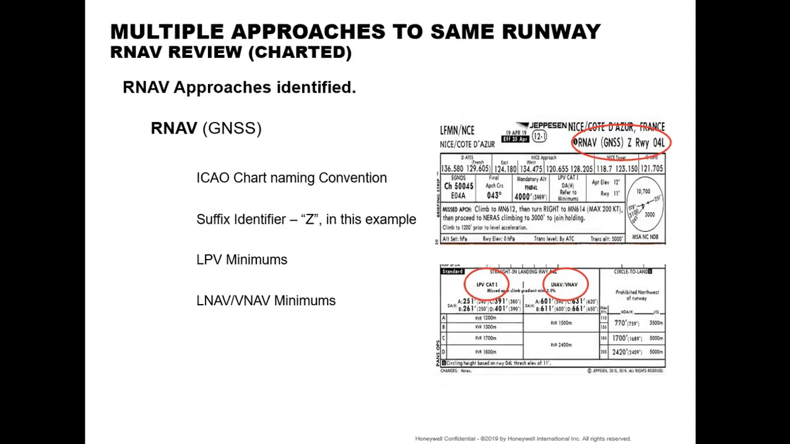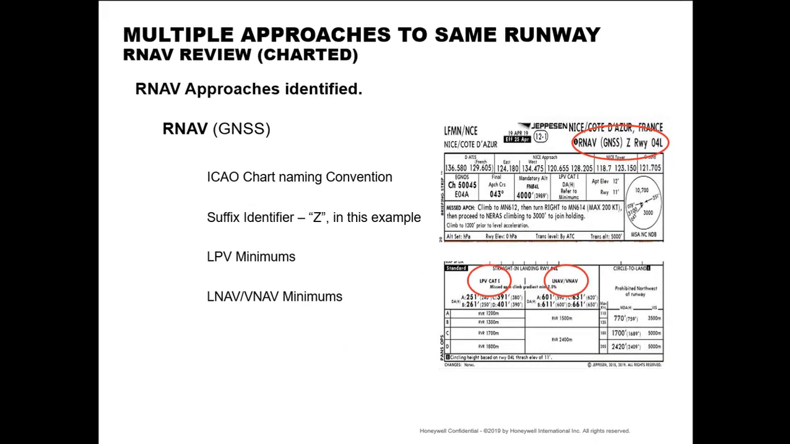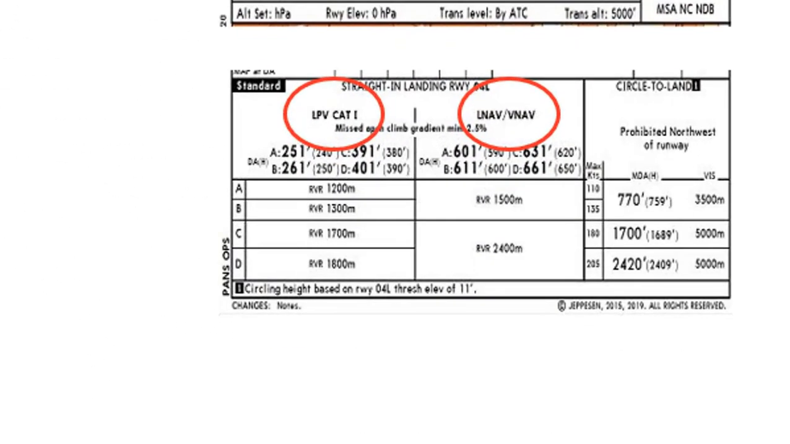The chart heading displayed on the upper right demonstrates an example of the use of an alphabetical suffix used to depict multiple RNAV approaches charted to the same runway. The example shown depicts the RNAV GNSS Zulu to runway 04 left. Below the heading depiction, we can see the minimums as LPV and LNAV/VNAV.